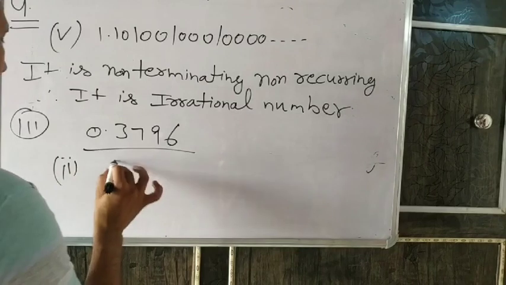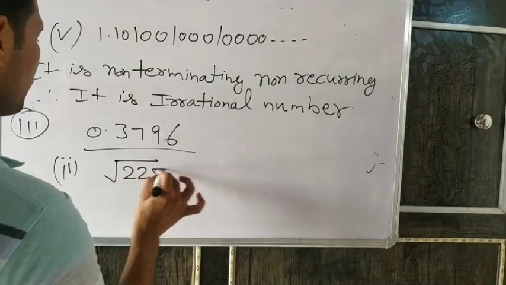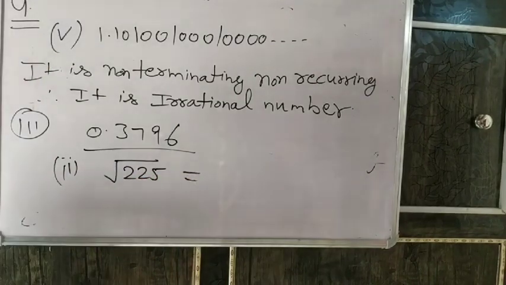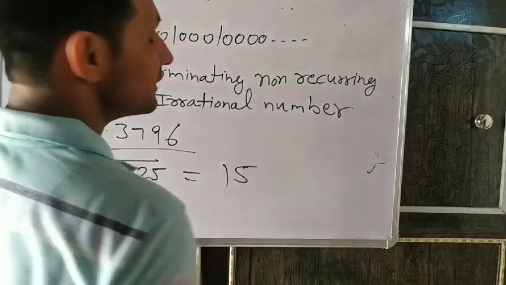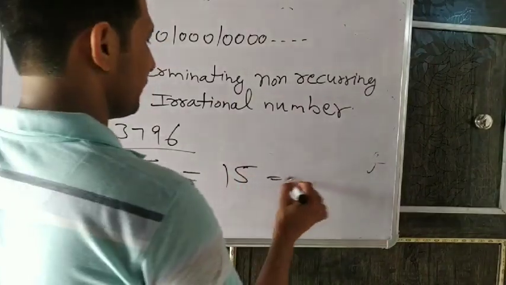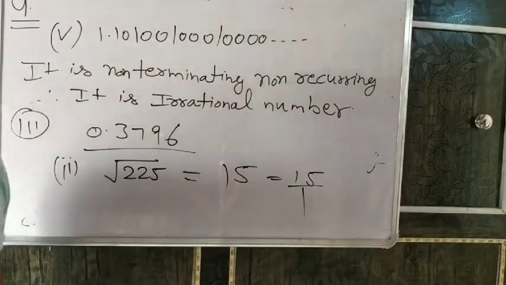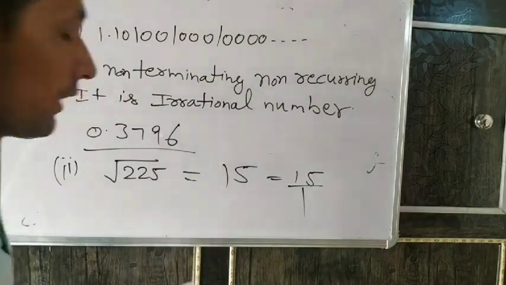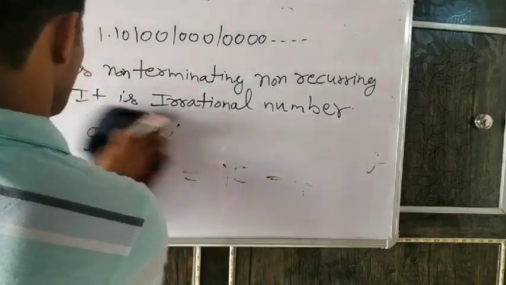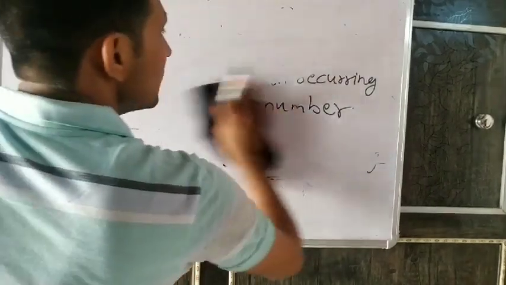Next, the second part, under square root of 225. What is the square root of 225? It is 15, and is 15 rational or irrational? Yes, we can write 15 as 15 by 1, so it is a rational number. Understand? Next, one more.